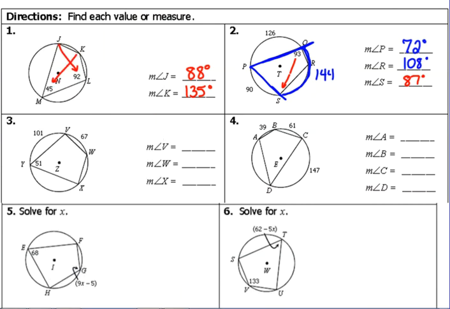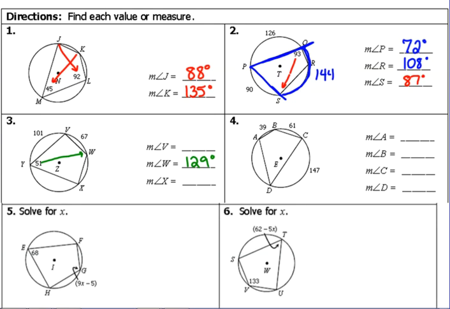Okay, so you may have to put what we just learned about these supplementary angles together with what we've learned before. All right, so let's look at number 3. Number 3, they give us Y. Okay, Y is opposite of W, so that means W is 180 minus 51, so 129. 129 degrees for angle W.